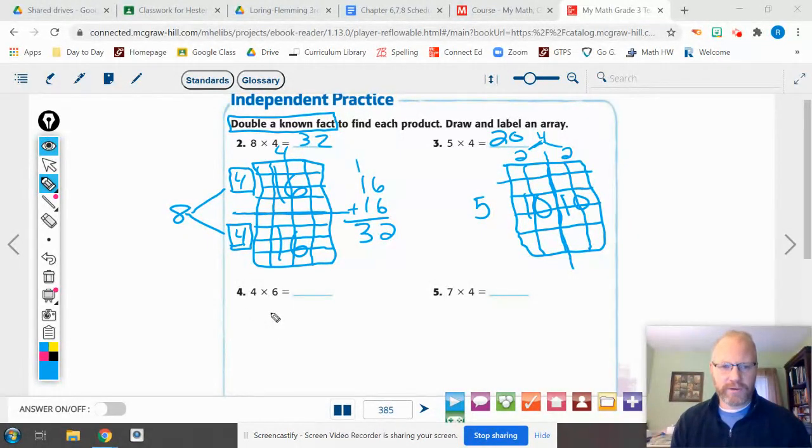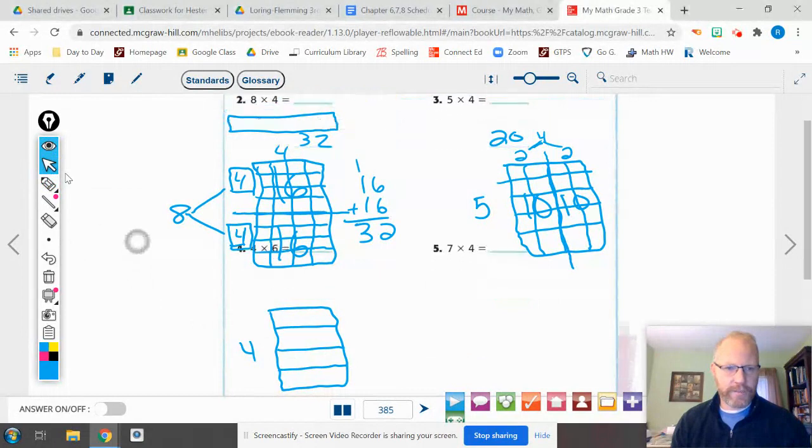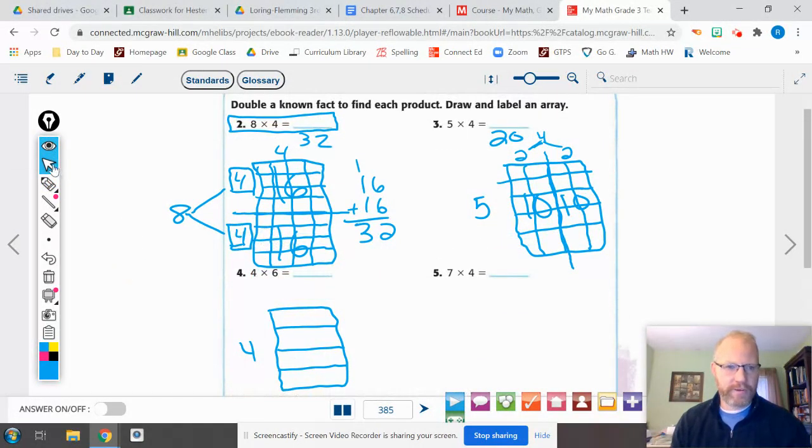Moving on, 4 times 6. 4, cut it 3 times. 1, 2, 3. Times 6. I need to move this down a little bit. There you go, that works. 6, I'm going to break down, but let's just draw it. We need 5 cuts. 1, 2, 3, 4, 5. So I have 5 cuts.